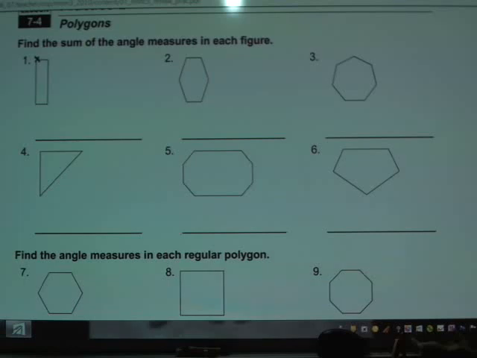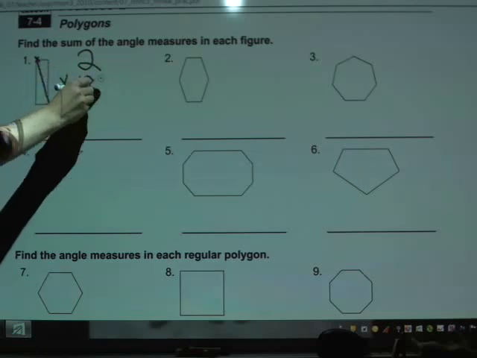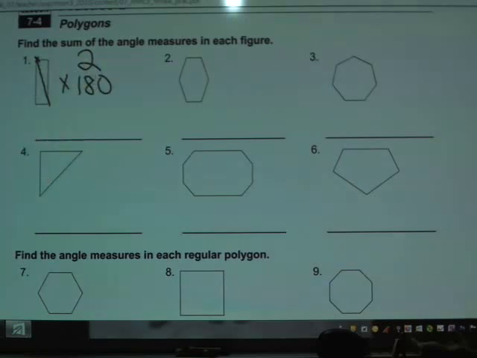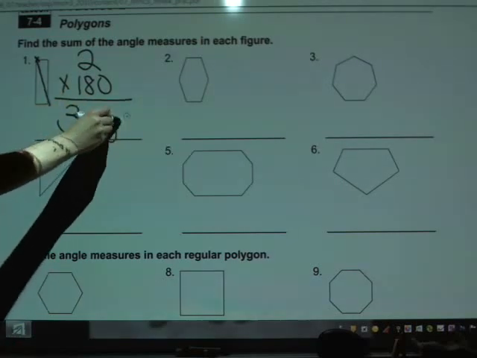Now, as you can see, most of those lines are already drawn. To this corner, the line's already there. To this corner, the line's already there. The only corner that doesn't exist for is this corner down there. So when I do that, I end up with 2 triangles. 2 triangles times 180. Again, I'm multiplying by 180 because the angles in a triangle make 180 degrees. 2 times 180 is 360.